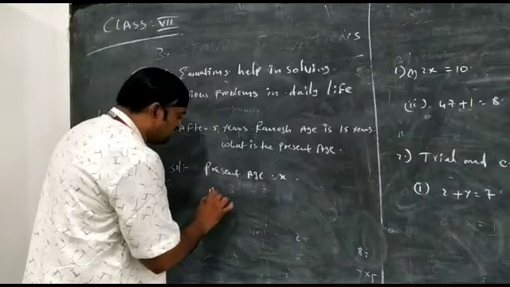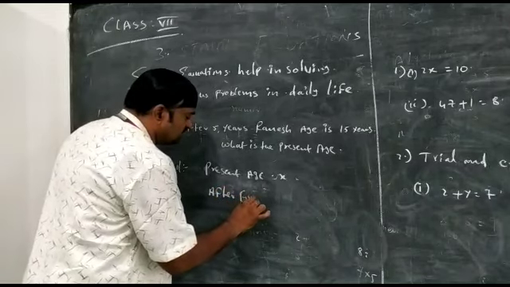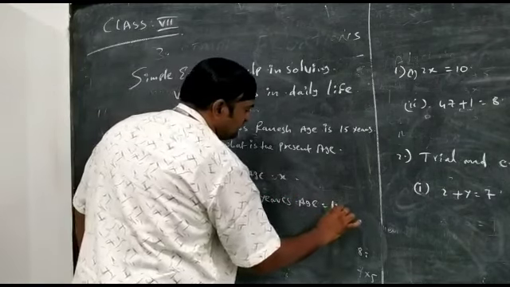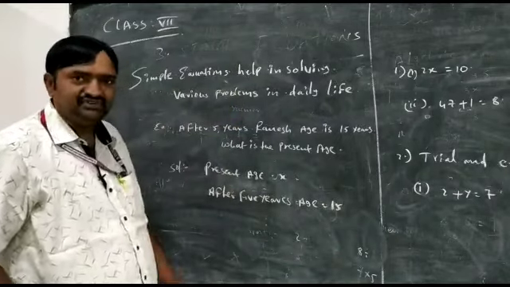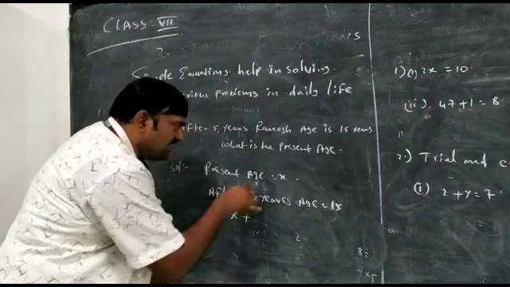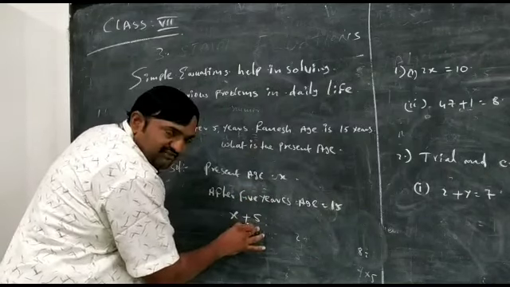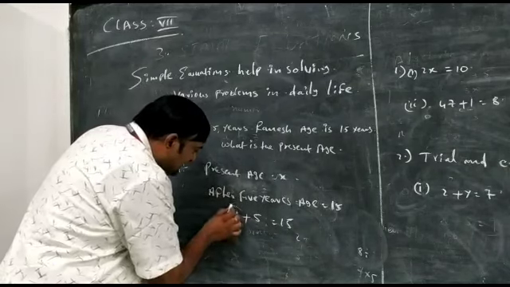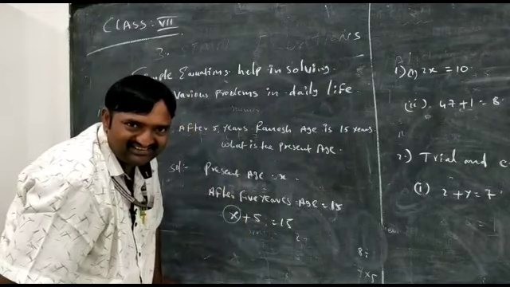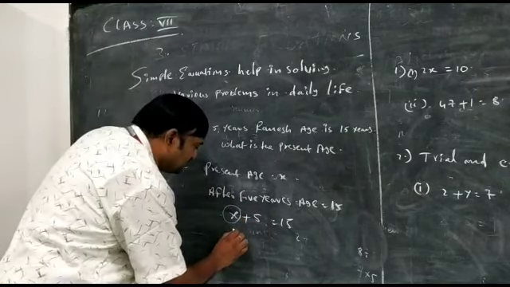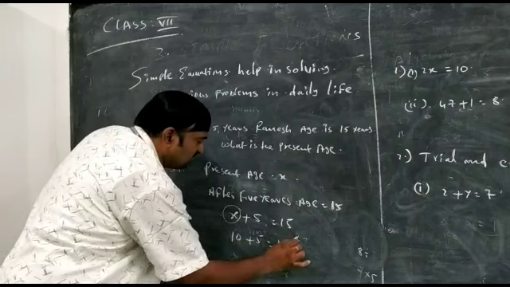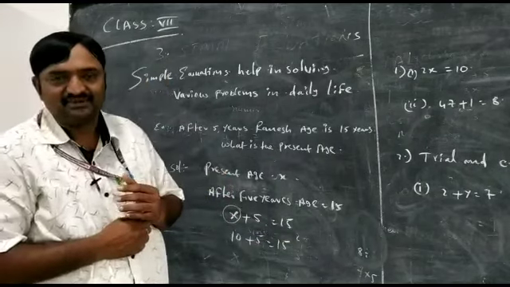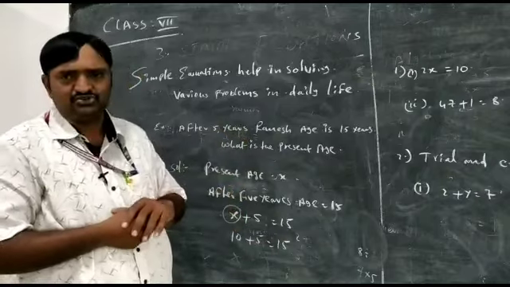After 5 years, the age is equal to 15 years. Present age is X, and after 5 years means we add 5 years, and that age is equal to 15. So X plus 5 equal to 15. What should X be to get 15? Very easy. 10 plus 5 equal to 15. Therefore, the present age of Ramesh is 10 years. In this pattern we will solve many sums.